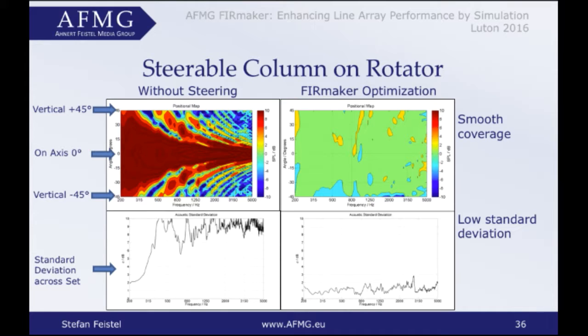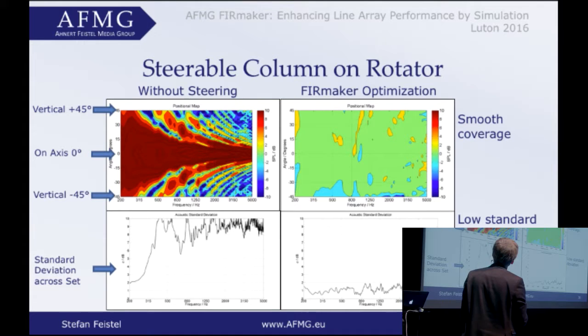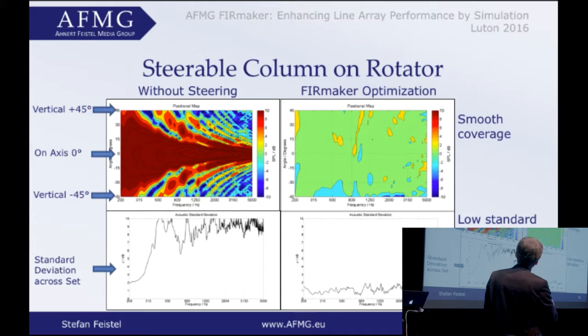Again, a similar plot as we've seen before, frequency response. Frequency on the x-axis, and the y-axis now doesn't show the distance from the array, but the angular axis. This is on axis, and probably you have seen these plots before for arrays. It's very typical. The beam width narrows for higher frequencies, and this is plus 45 and minus 45, and of course the standard deviation is all over because of all of these lobing effects.